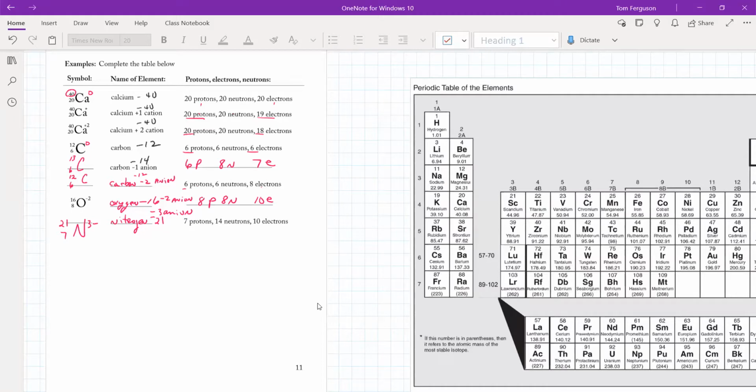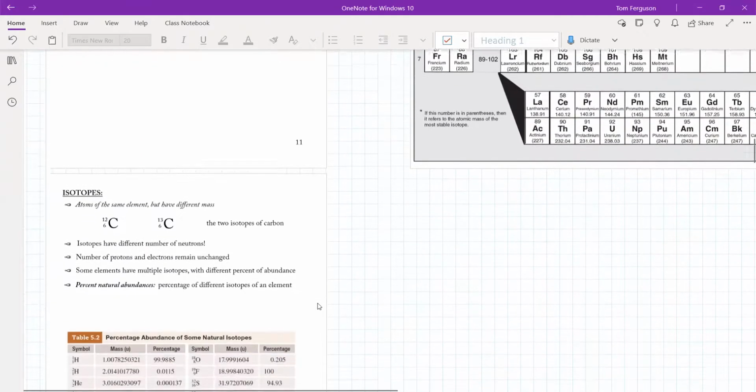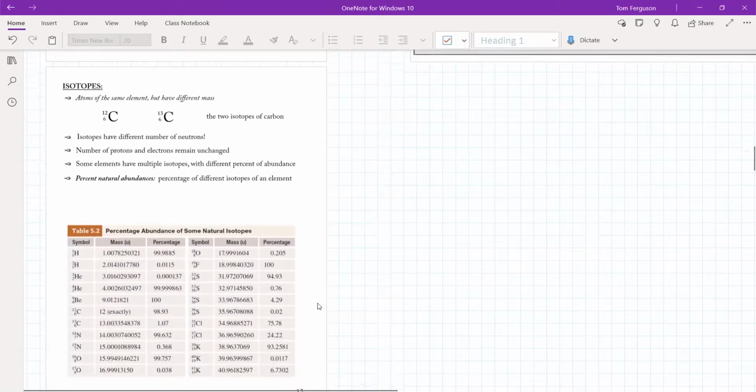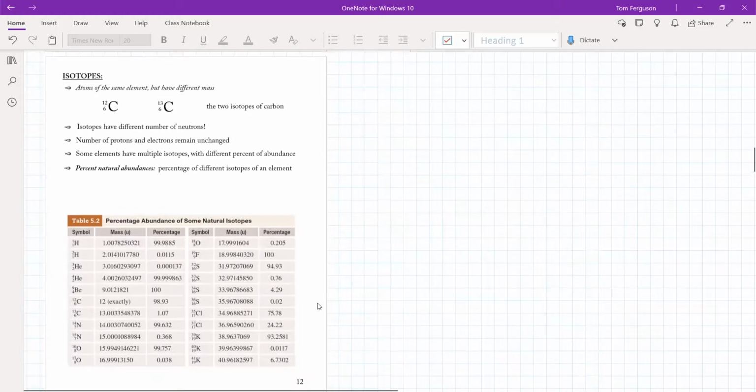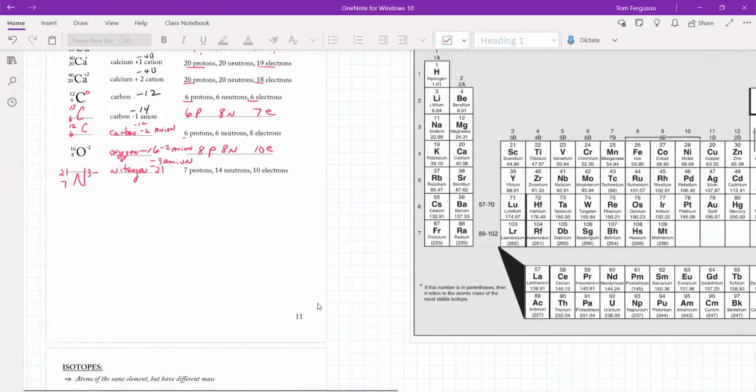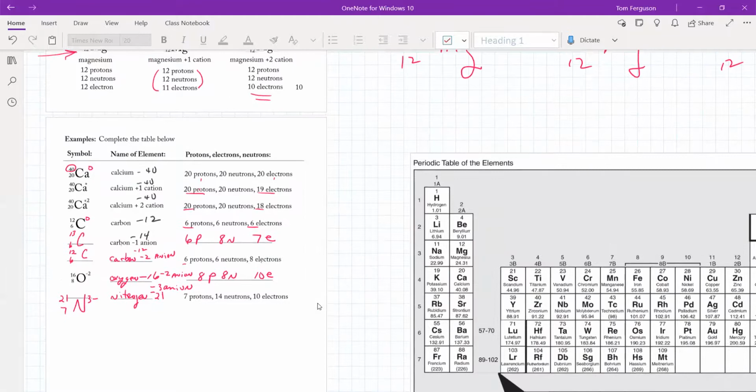Okay, do those make sense? Do those fall into place? If you haven't done the worksheet yet, you can always come back to this video at this place. It'll show you how to do it. Okay, so let's talk in more detail about isotopes now. Are there any questions about these relationships with ions and neutral elements?